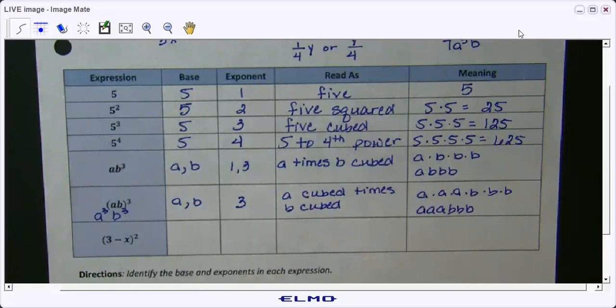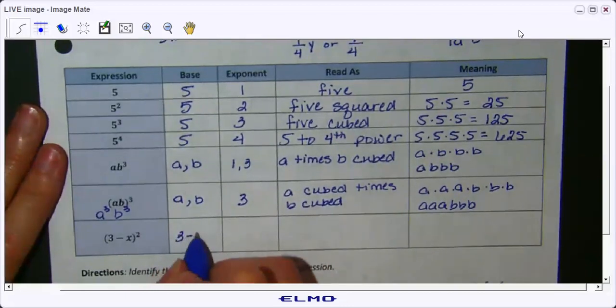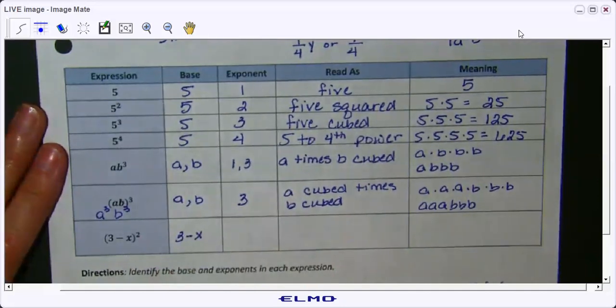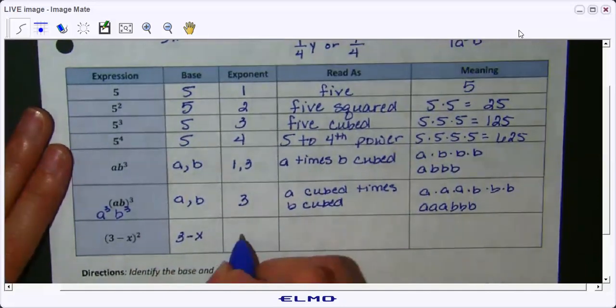Okay, let's do this last one. Can anyone tell me what they think the base is to this? Just raise your hand. Grace? Okay, so in this case, it would be, which you're right, it's 3 minus x. Okay, so 3 minus x is your base. And the exponent we can see is 2.